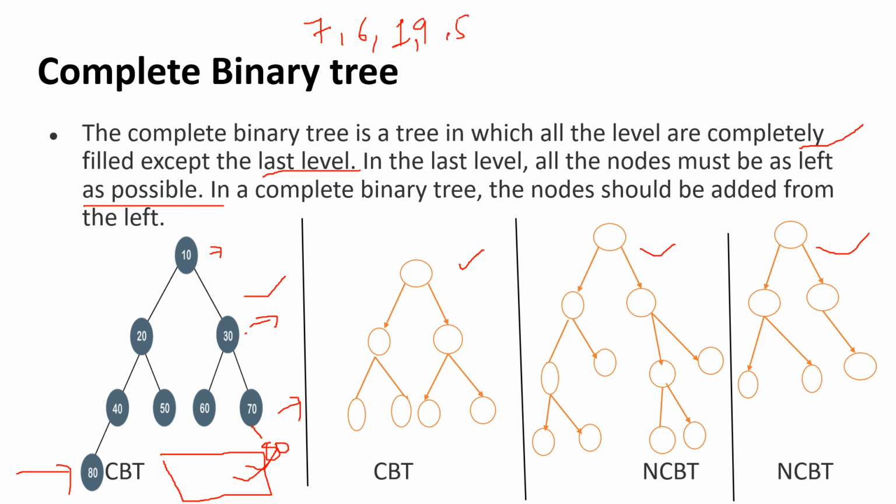Now I am going to construct a tree. Now I am going to construct a complete binary tree. Now what will I do? First 7 is going to be inserted, then another element comes, 6. So here what I am doing, I am inserting in the left, because it says as left as possible, so I am inserting in the left.